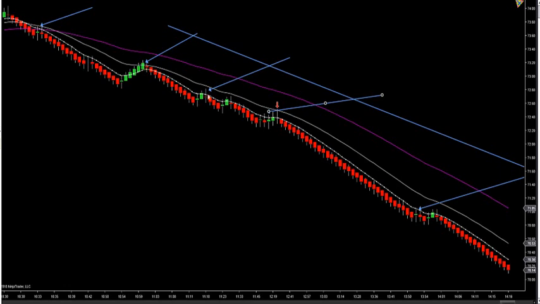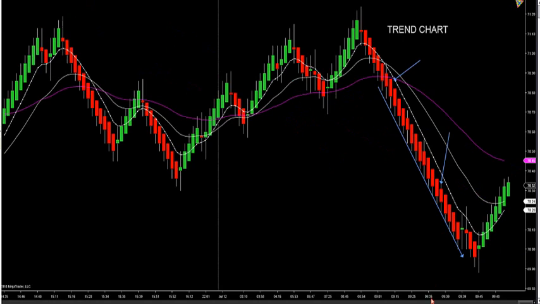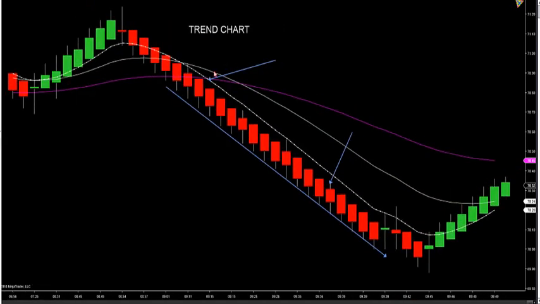You got to get that in your head. We sold low here and bought lower. Sold low here, bought lower. Today, the same way. Look at it.